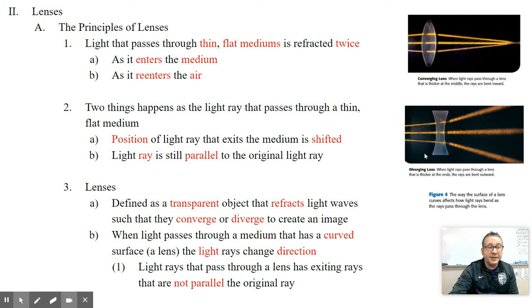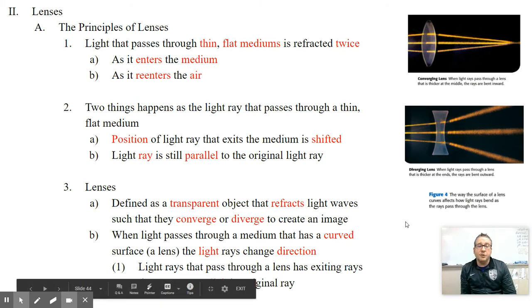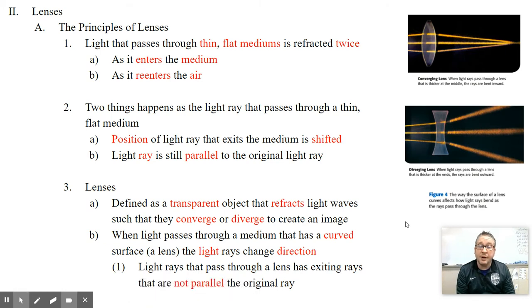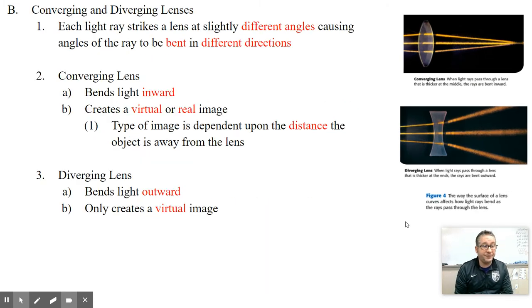Okay. Now, lenses are transparent objects that refract light waves in such a way that they converge or diverge to create an image. So if we have a converging lens up here, we tend to have light rays that converge. If we have divergent lenses, we have light rays that kind of move away from each other or diverge away from each other. When light passes through a medium that has a curved surface, the light rays are going to change direction. Light rays that pass through a lens have exiting rays that are not parallel to the original rays.